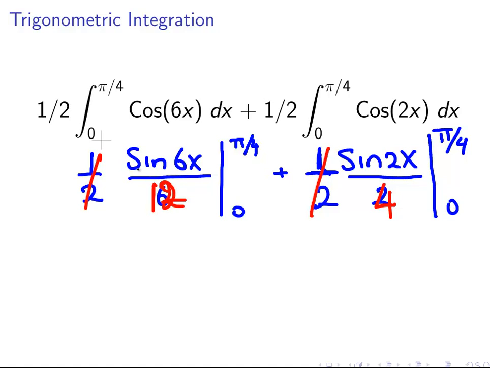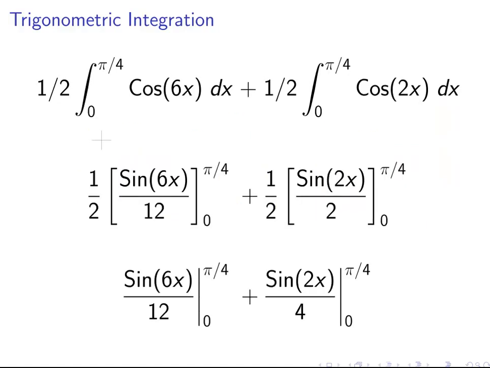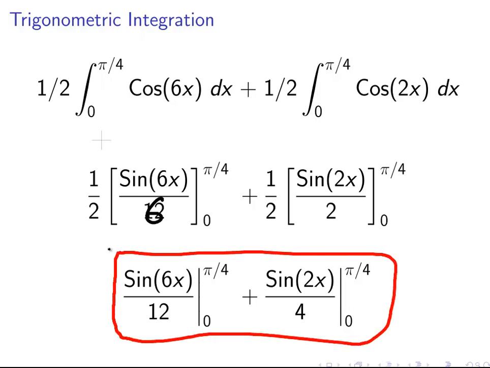Okay, so we have sine 6x over 12 with the limits of integration plus sine 2x over 4, again with the limits of integration. There we have them there. So that's the expression there. Okay, sorry, that's a little typo there. That should be 6x. So that's just what I've written on the last slide, in a bit simpler form to look at. And this is where we have got to now. So all that remains to be done is to put in the limits of integration and solve.